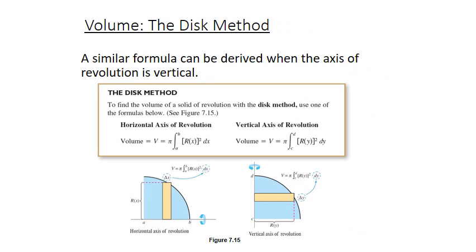Okay, we've already kind of talked about some of this, so I just want to reiterate. This is called the disk method because when we take this representative rectangle and revolve it, it looks like a disk. So we have a horizontal axis of revolution. That's when everything is in terms of x, when we revolve about the x-axis. And we also have a vertical axis of revolution.